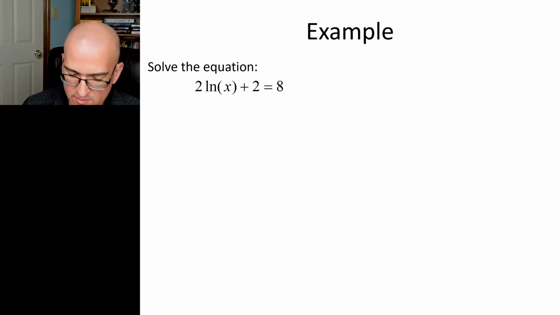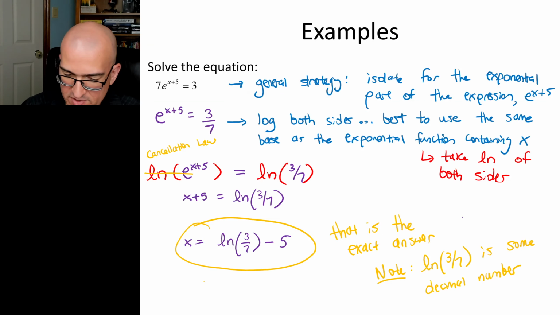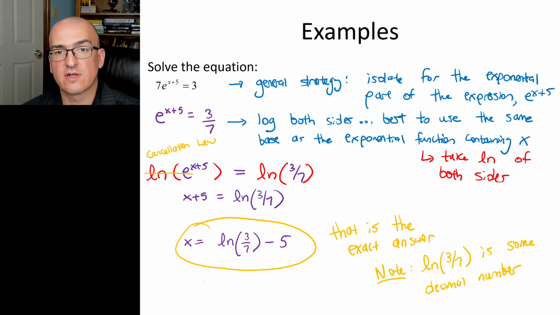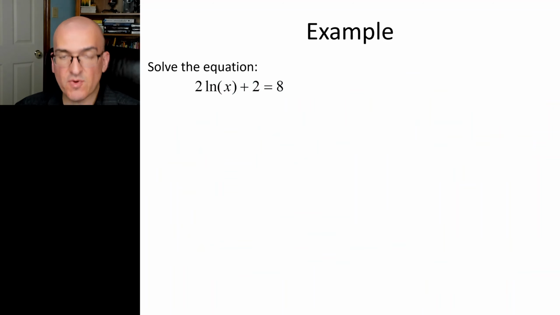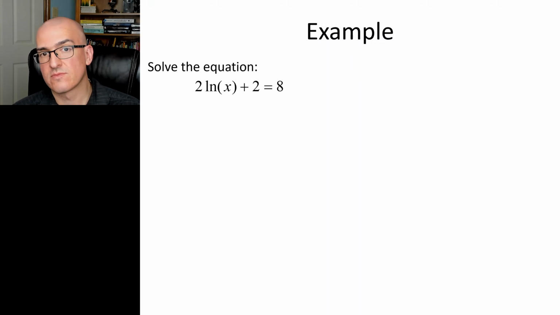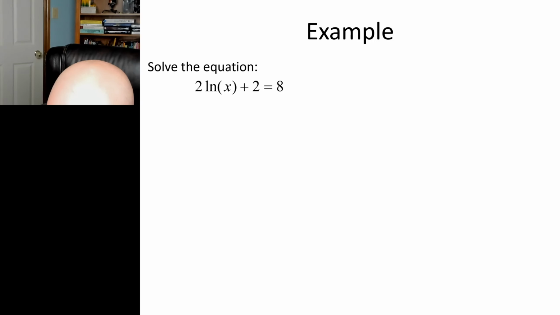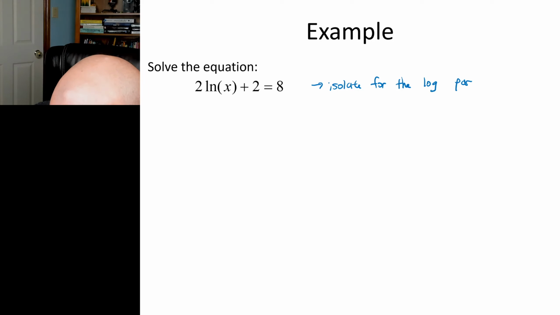Okay, let's do another one. Oh no, now, the previous one we had x trapped in an exponential function, and to untrap it we had to log both sides. And this one we have x trapped in a log function. And logging both sides is not going to be part of our agenda. You'll see what we have to do. So first step is isolate for the log part of the expression that contains x.